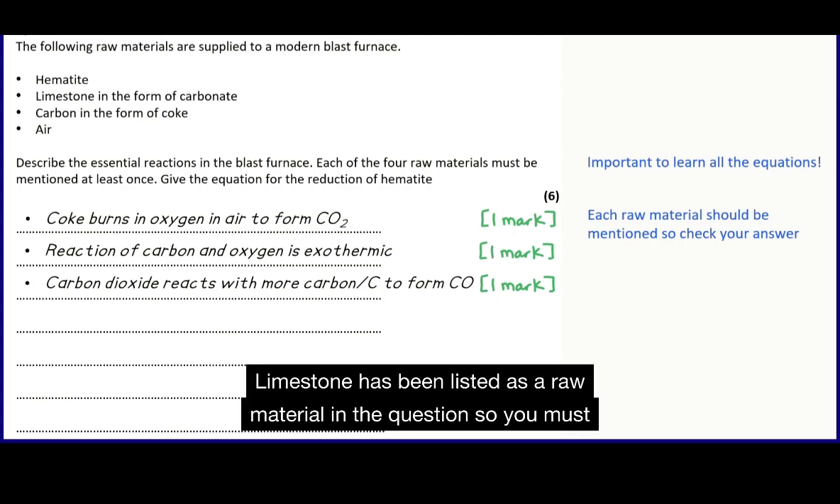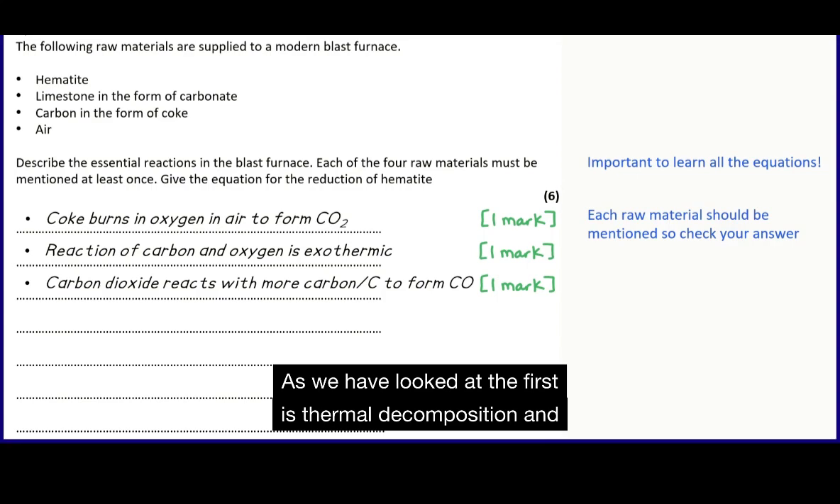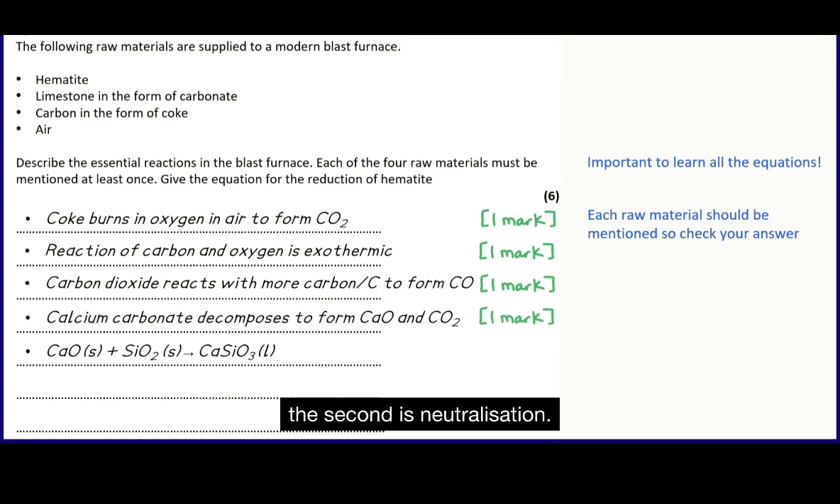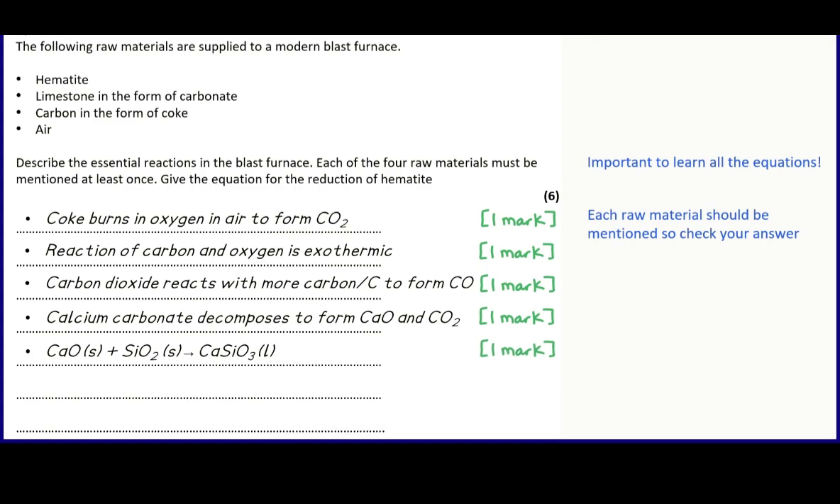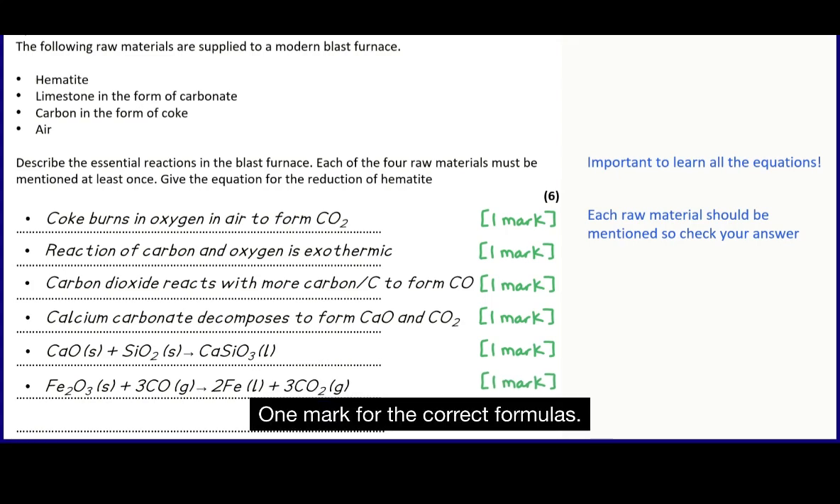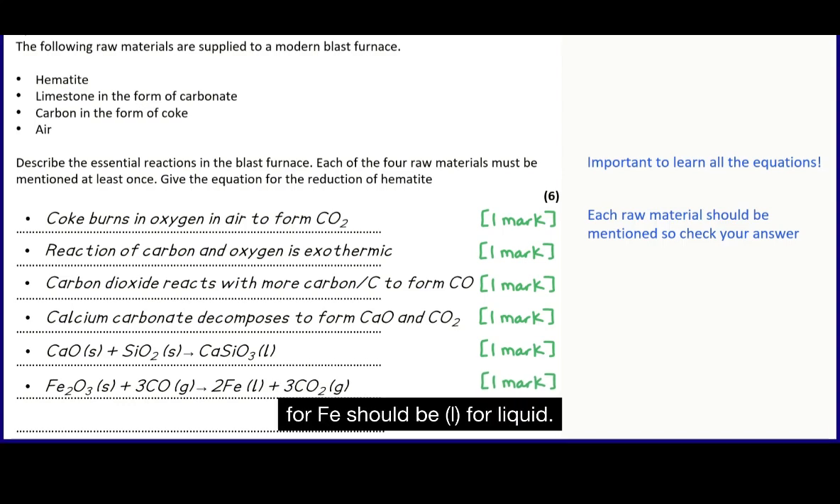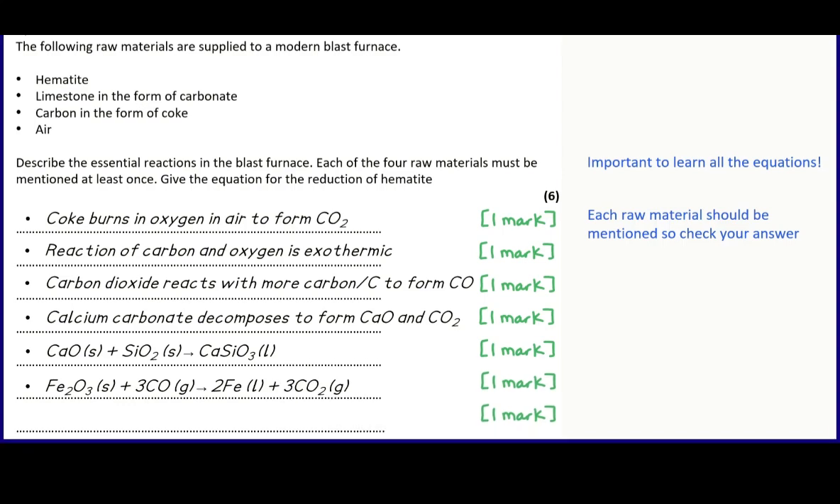Limestone has been listed as a raw material in the question, so you must say what reactions this undergoes. As we have looked at, the first is thermal decomposition, and the second is neutralization. Finally, there are 2 marks for the equation for the reduction of hematite. 1 mark for the correct formulas, and the 2nd mark for correct balancing. Don't forget that molten iron is formed, so the state symbol for Fe should be L for liquid.